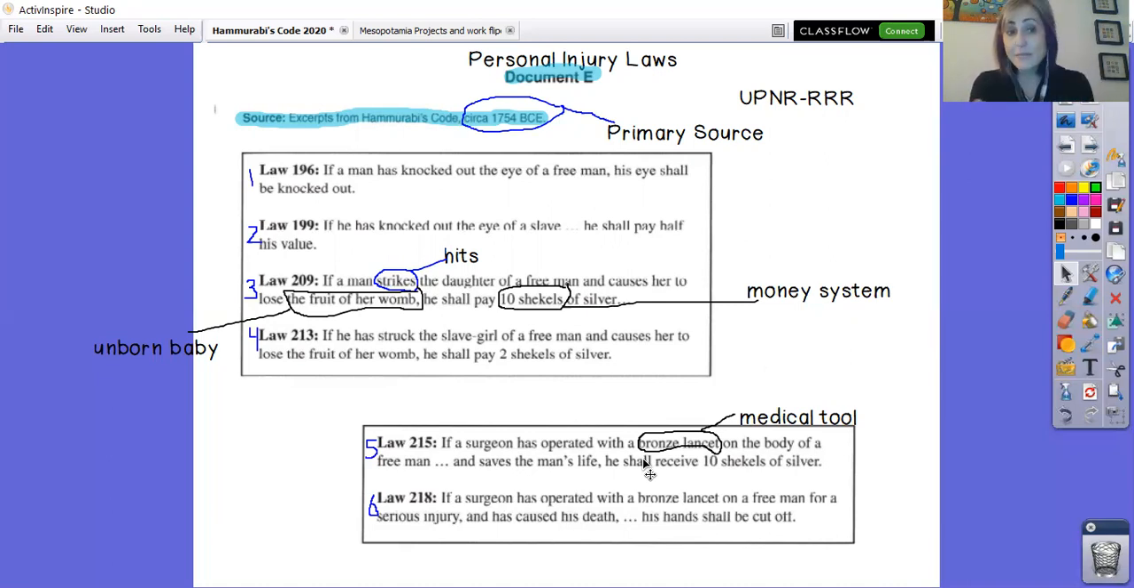Kind of the same today. Obviously, if you're a doctor and you kill someone because of your fault, you don't lose your hands, but you're probably going to lose your medical license and you can't be a doctor anymore. So it's not exactly the same, but it's the same idea. The punishment being you cannot do this to anybody else. You cannot practice medicine. So same idea, just different time periods.